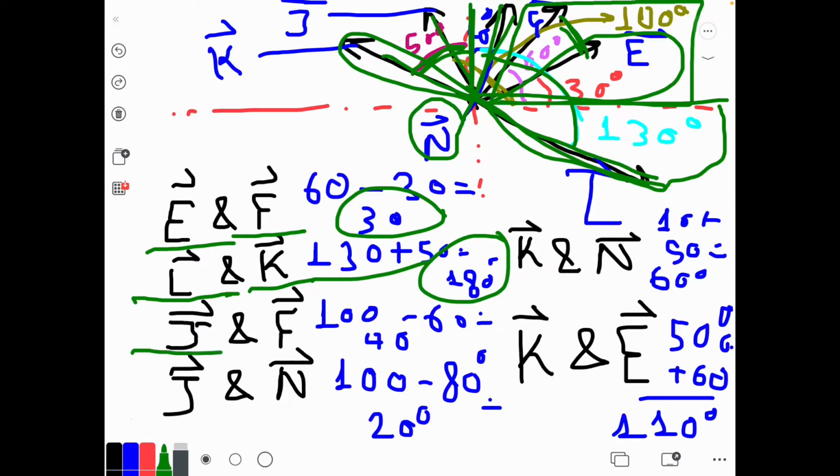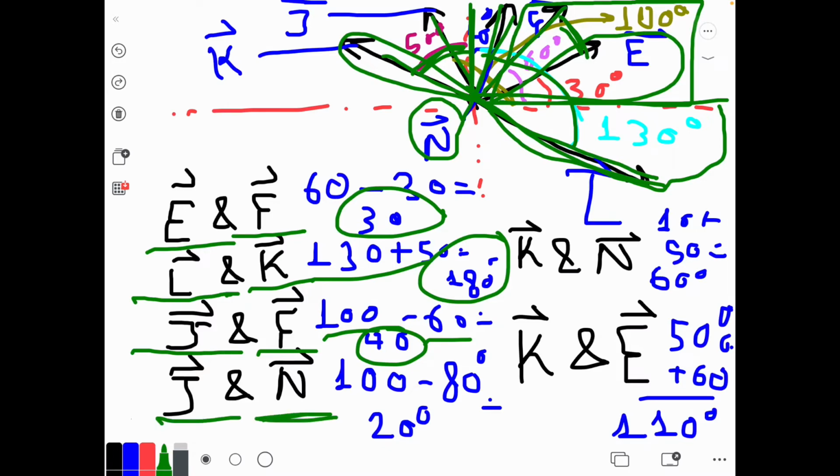Then we have to find vector Genet and vector Foxtra. Vector Genet is a 100 degrees angle, and vector Foxtra is inside that angle, at 60 degrees. So just like the first one, we subtract whatever we have in Foxtra from whatever we have in vector Genet: 100 minus 60 gives a 40 degrees angle.